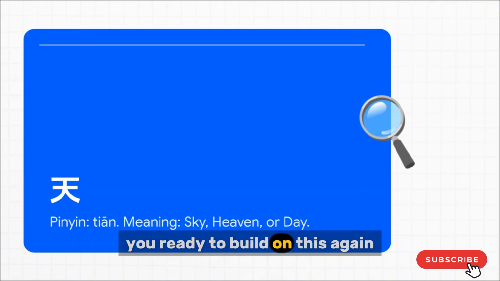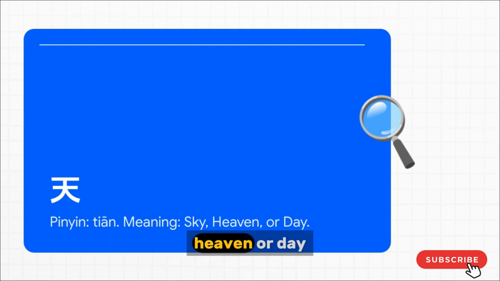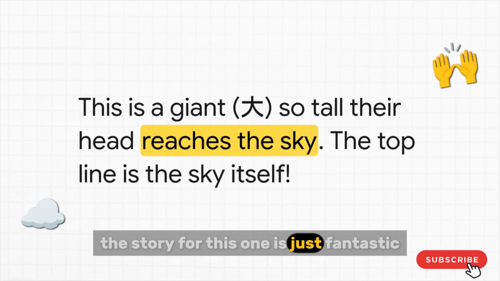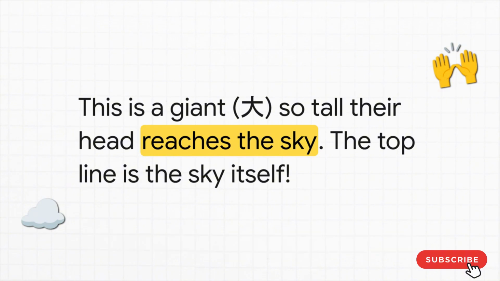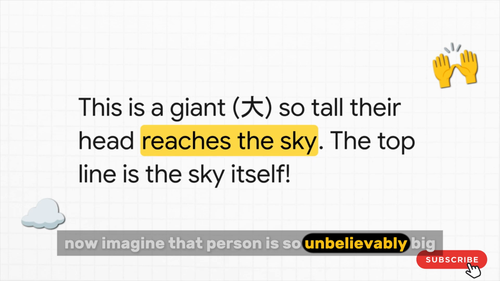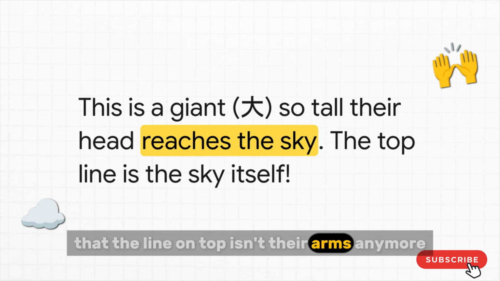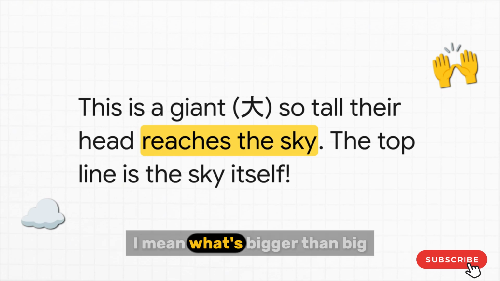Okay, you ready to build on this again? Let's go! Our next character is tiān. This one can mean a few related things: sky, heaven, or day. Basically all things that are vast and way up above us. The story for this one is just fantastic. You start with our character for big, da. Now imagine that person is so unbelievably big, like a giant, that the line on top isn't their arms anymore. It's their head, literally touching the sky. I mean, what's bigger than big?